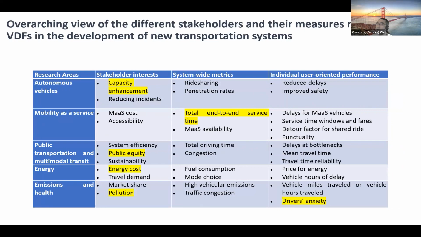After we conducted a long review, we know that many research areas such as autonomous vehicles, mobility as a service, public transportation, and energy and emissions have many important performance measures that stakeholders are interested in. And also, for example, if you look at equity or energy cost, as long as it is related to mobility or traffic congestion, we need to start with something very basic from the volume delay function, the demand-supply interaction perspective.